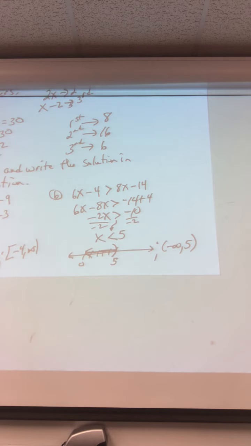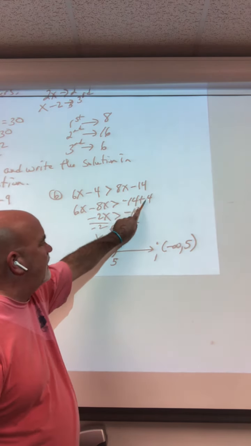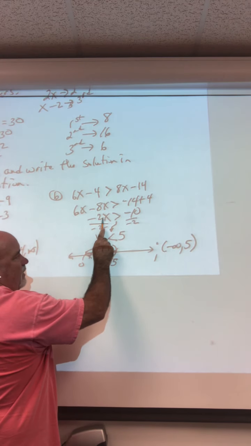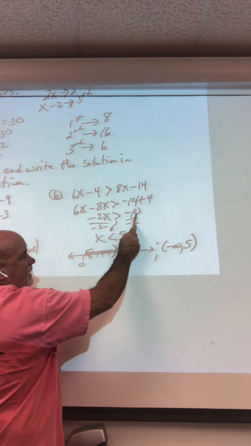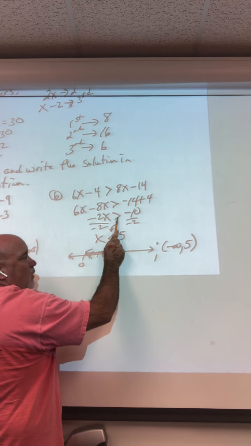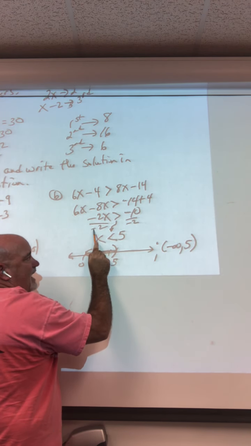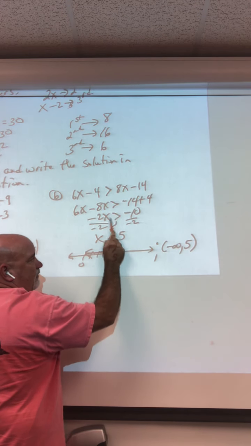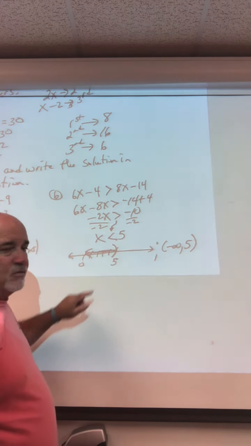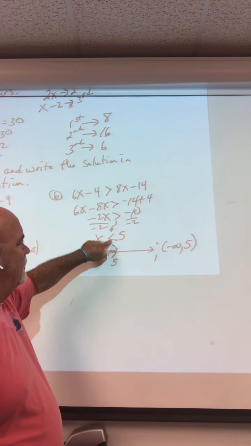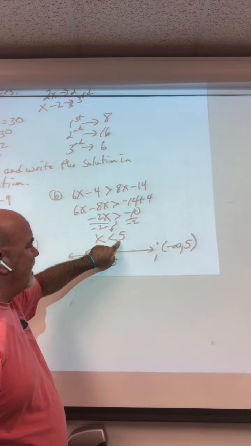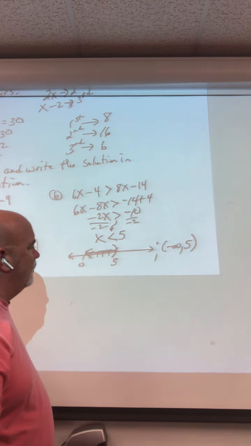Next one, almost the same. Get the numbers on one side, x is back on the left. So this would be negative 2x greater than negative 10. But remember, in inequalities, if you divide by a negative, you have to flip that symbol. So that's why that symbol got flipped. Negative into a negative is a positive. Negative 10 divided by negative 2 is a positive 5, but you flip that over.